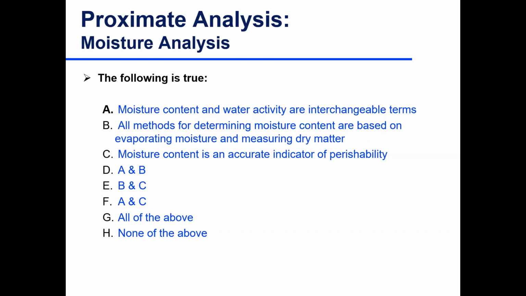They both measure water in a sense. This measures the moisture content, the water in food. Water activity measures the water in the air above the food. So there's the water in food, but is that free? Is it free to leave or not? Or does it stay there? So very, very different. All methods for determining moisture content are based on evaporating moisture and measuring dry matter.